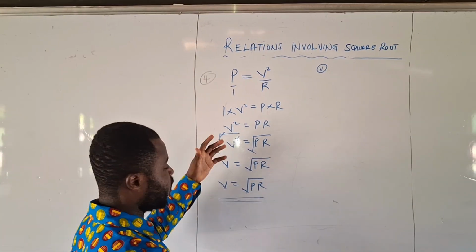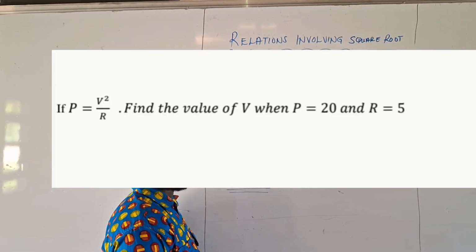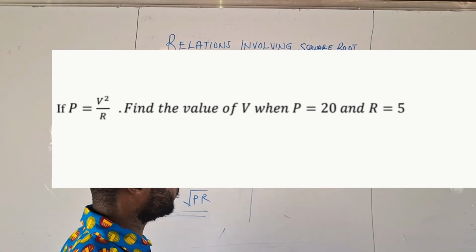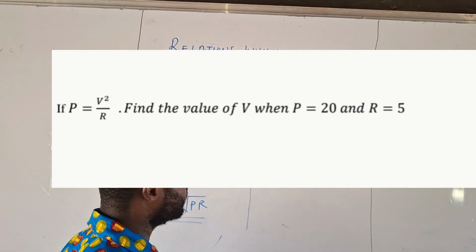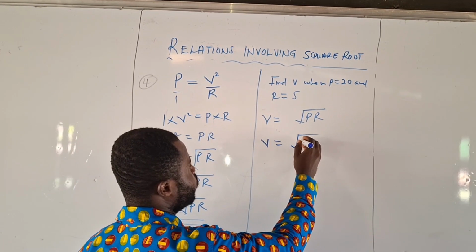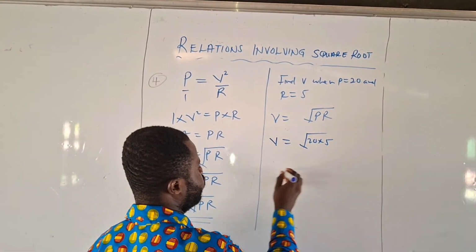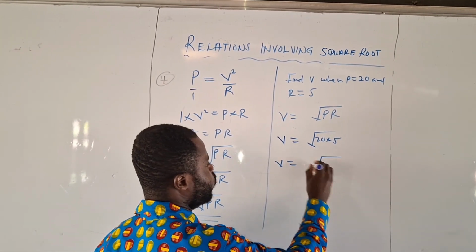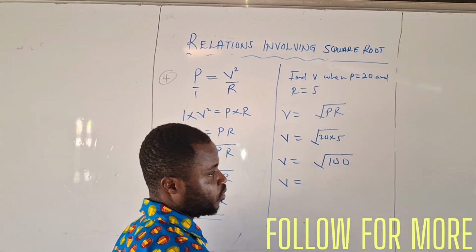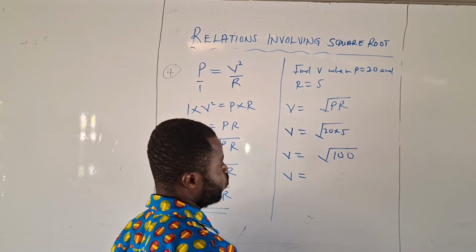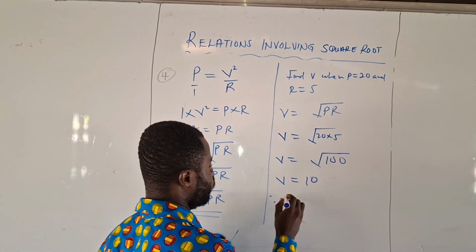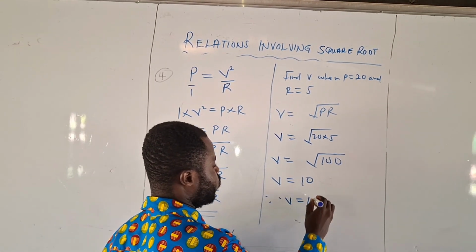Now let's look at the next question. So here we have to find the value of V when P is 20 and R is 5. So V is equal to the square root of 20 times 5. Now 20 times 5 will give us 100, and 100 is a perfect square. So the square root of 100 will give us 10. So therefore V is equal to 10.